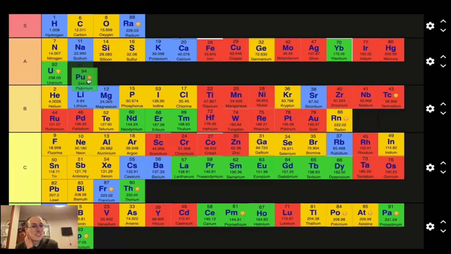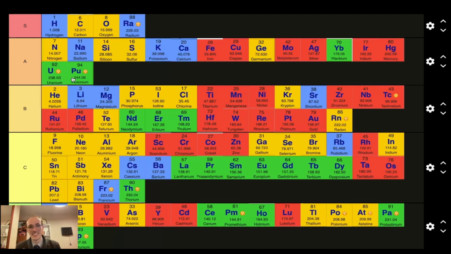It was used as a nuclear fuel inside pacemakers before lithium-ion batteries existed. So I feel like it should go in the A tier, just above lithium here. Because having a nuclear-powered pacemaker sounds cool. It's also put in space robots as an energy source, this plutonium-238.